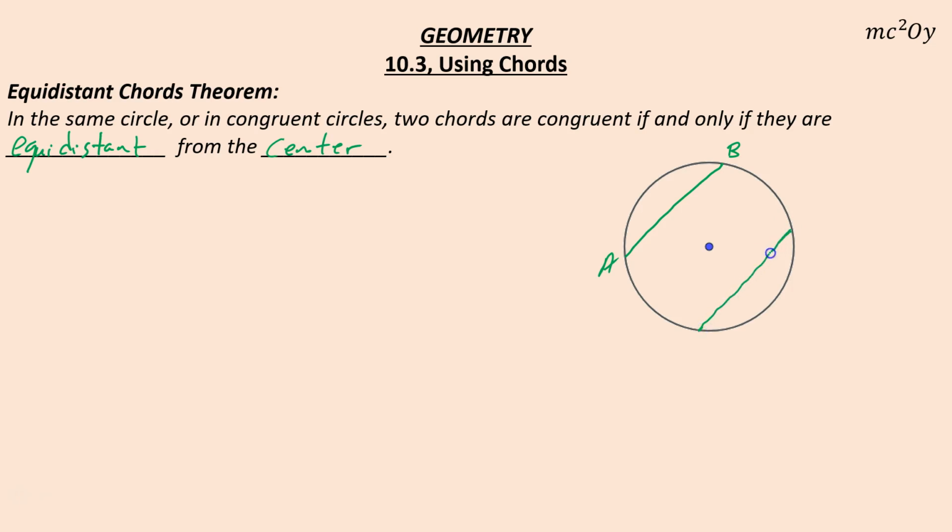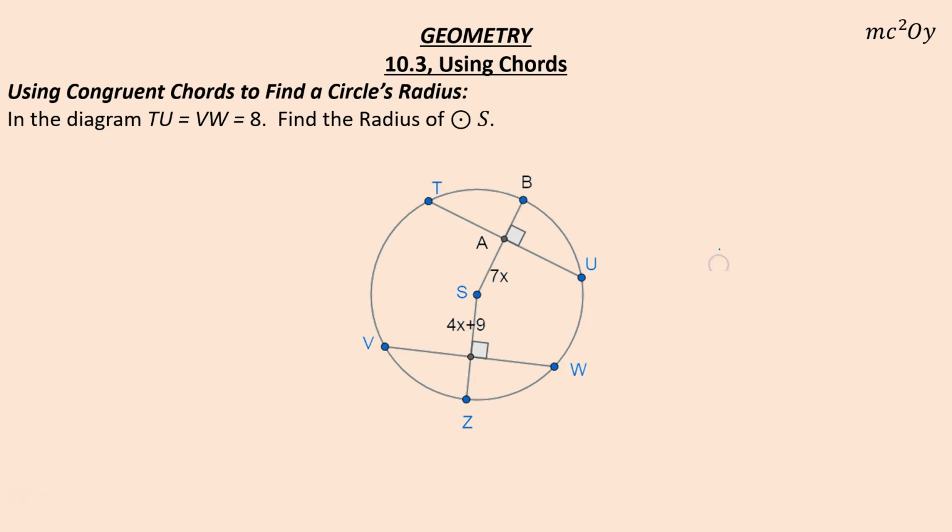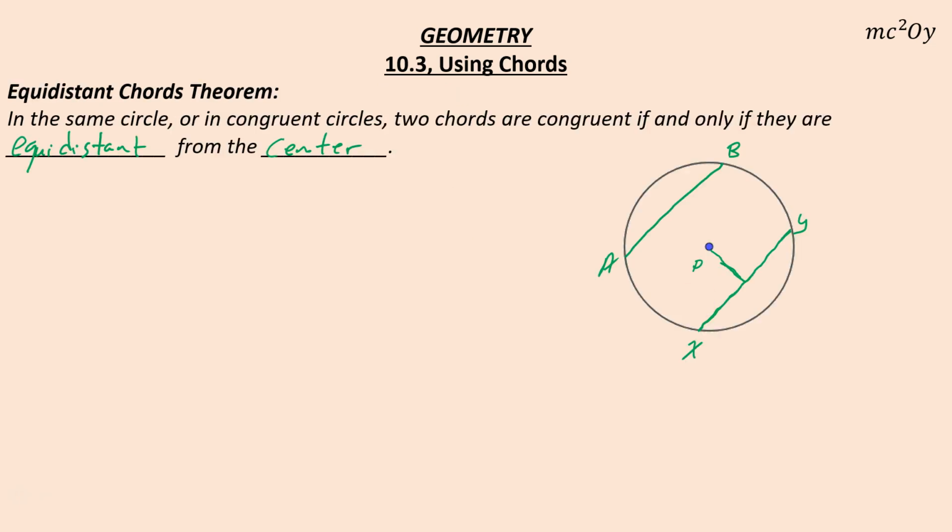Okay. Got a bit of a wavy line on that one. We'll call that one XY. All right. And then let's call the circle P. Well, if I wanted to find out how far away from the center XY was, I can construct a line from XY to point P and intersect it at a right angle.